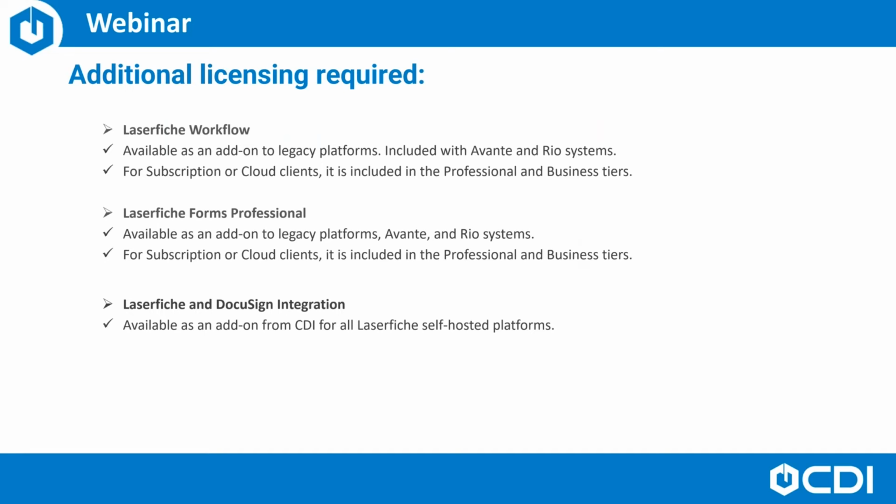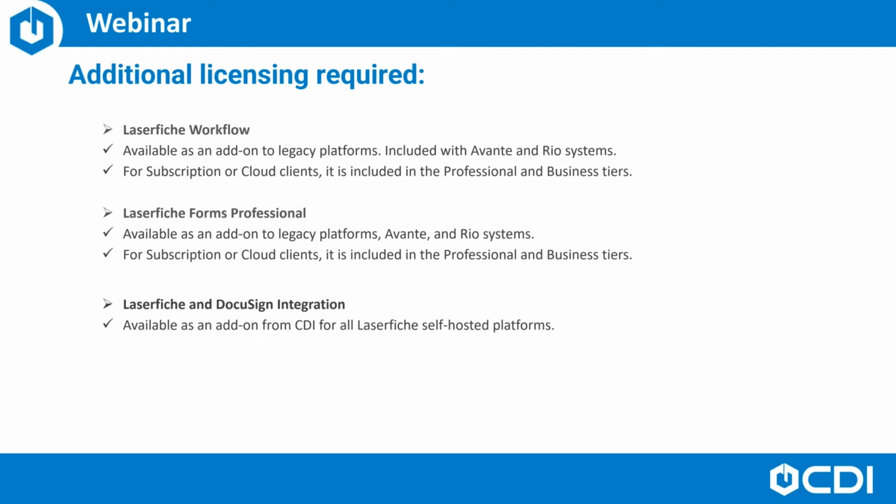Additional licensing required. This is going to be more in terms of what's required for the automation after the record is submitted and the contract is approved and gets filed into Laserfiche. So again, we're going to need Laserfiche workflow to do that filing for us, do that auto naming for us. We're also going to need Laserfiche Forms Professional. In this case, I'm showing an end-to-end digital contract request process. So I'm going to be using Laserfiche Forms on the front end to handle the contract request submission.